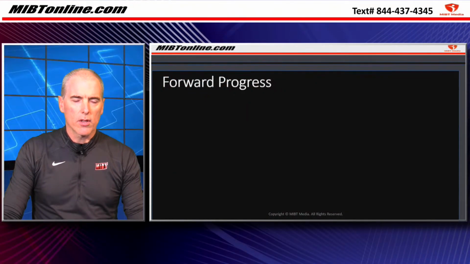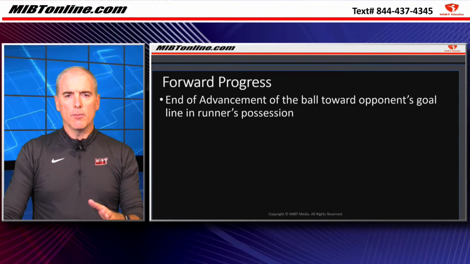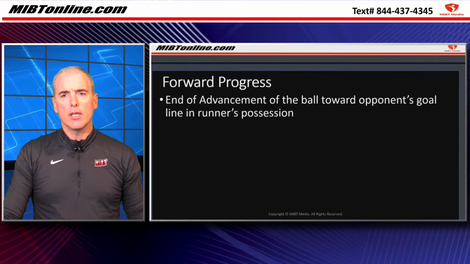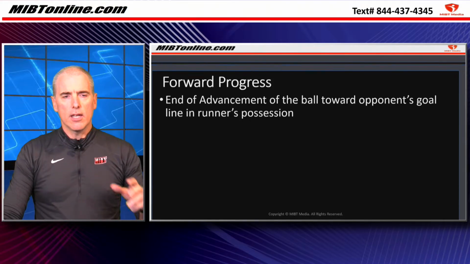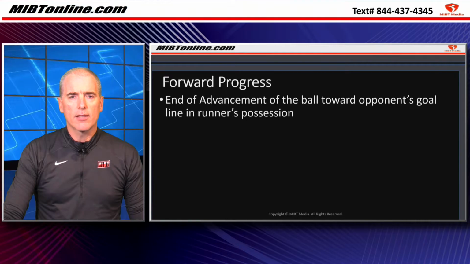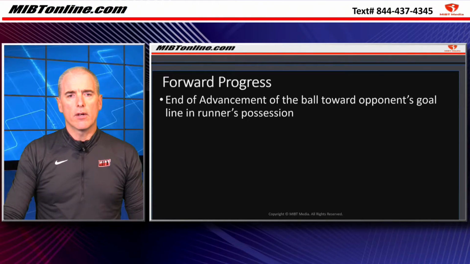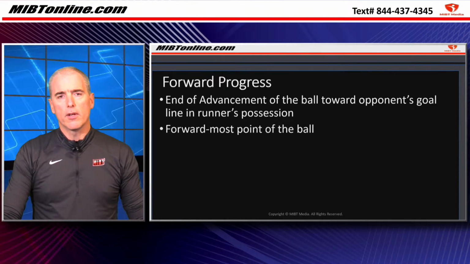We're not really even going to show a lot of forward progress plays, but we're going to show more about spotting the ball. But in order to spot the ball, you need to know about forward progress. You need to know what forward progress is. This is right out of the definition of forward progress in high school: end of advancement of the ball toward opponent's goal line in runner's possession. Forwardmost point of the ball.